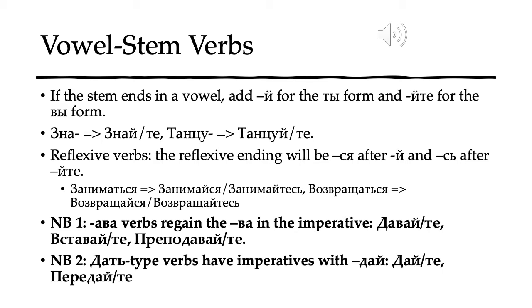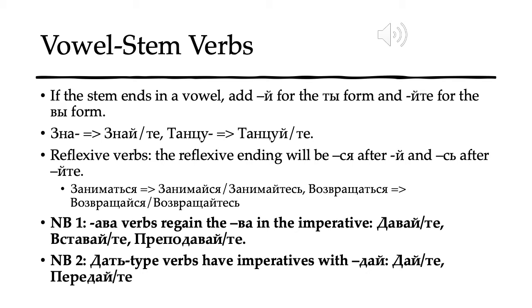Then there are a couple of important things to note. First of all, ава verbs. Remember, like давать, вставать, узнавать, and so on. They regain that ва in the imperative. So давать becomes давай, давайте. Вставать becomes вставай, вставайте. Преподавать becomes преподавай, преподавайте.